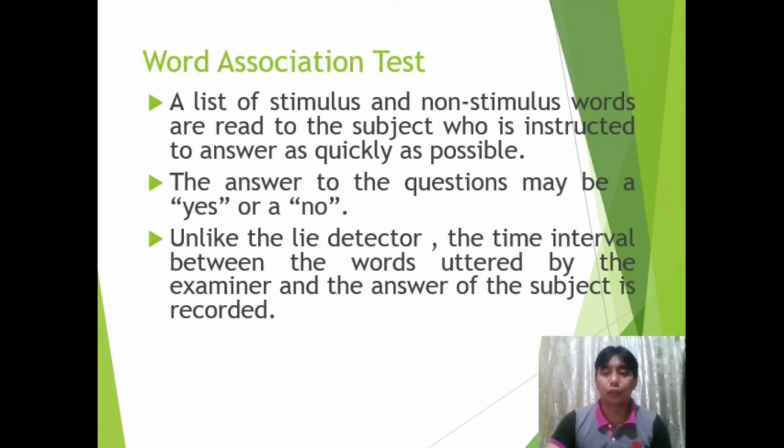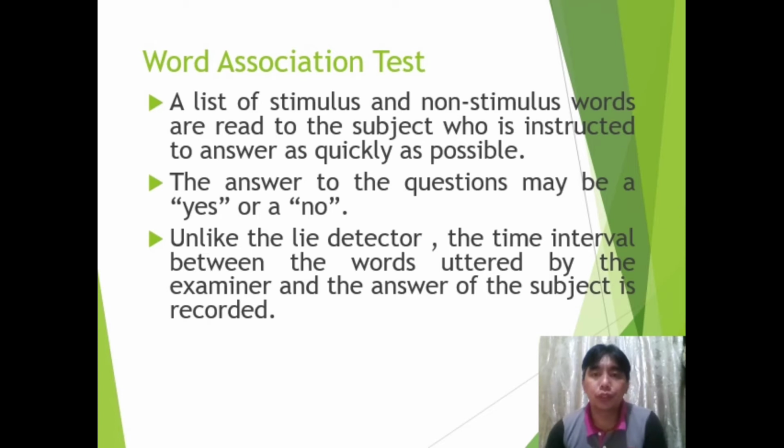Okay, so that is the so-called psychophysiological test. And though this is not popular, okay, but this is one of the possible methods of detecting deception. We call it word association test. So what will happen here is a list of stimulus and non-stimulus words are read to the subject, who is instructed to answer as quickly as possible.